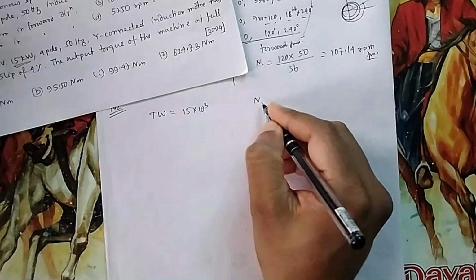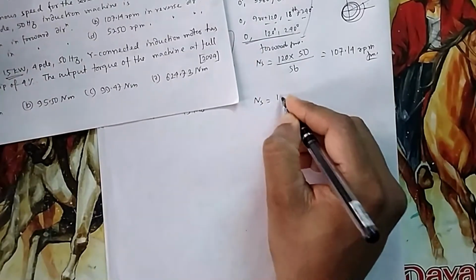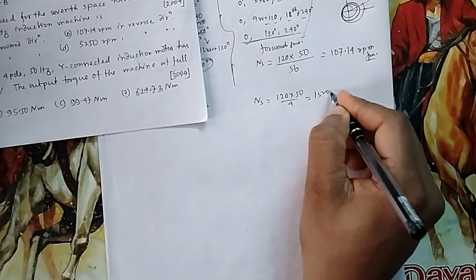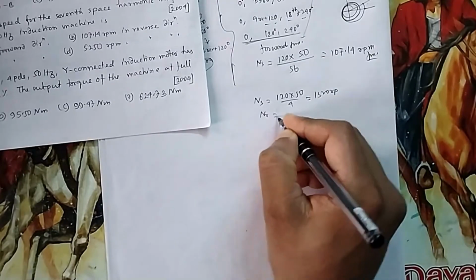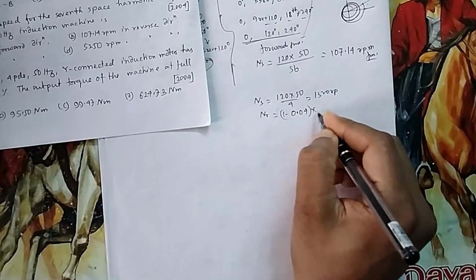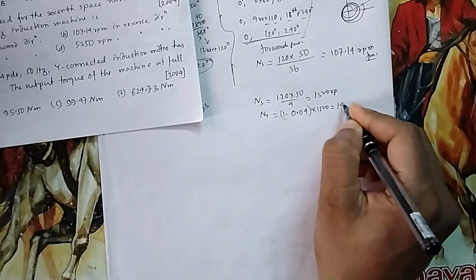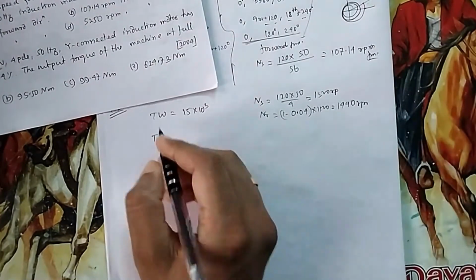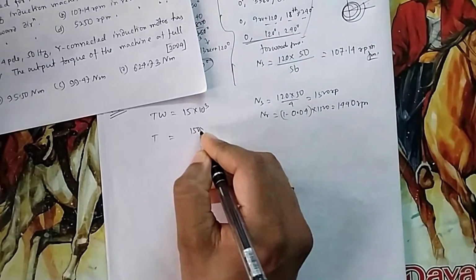What is the speed? For that speed you have to calculate NS first. 120 into 50 by 4, that is 1500, and therefore NR will be equal to, slip they have given, so (1 minus 0.04) into 1500, that is 1440. So this is in RPM. You have to convert it into radian per second.